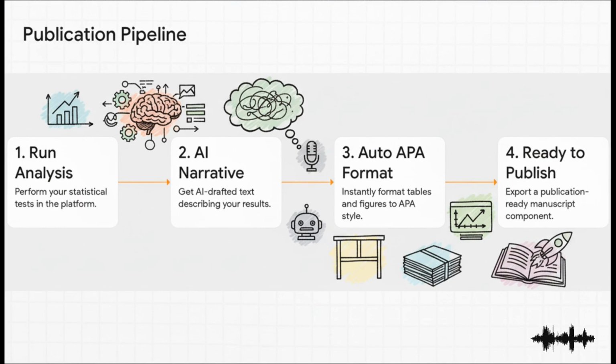You run your analysis, then the AI generates a draft write-up describing your results for you. It automatically formats all your tables and figures into perfect APA style. And just like that, you have a publication-ready report you can export. That whole manual, error-prone formatting step, it's just gone.